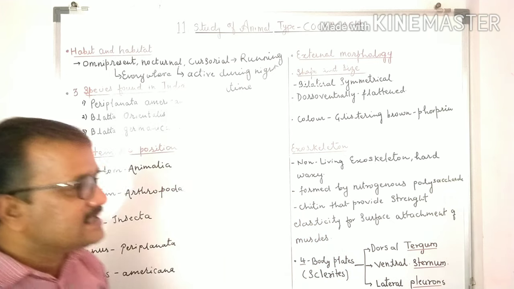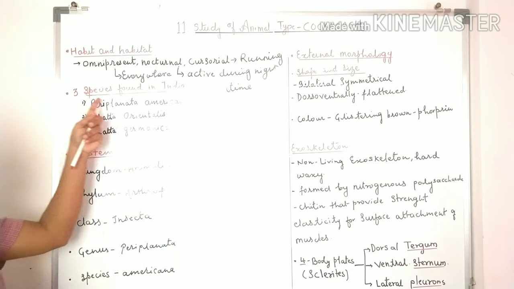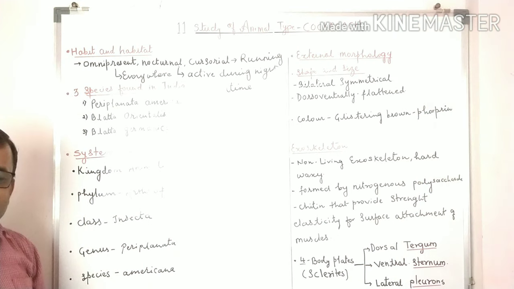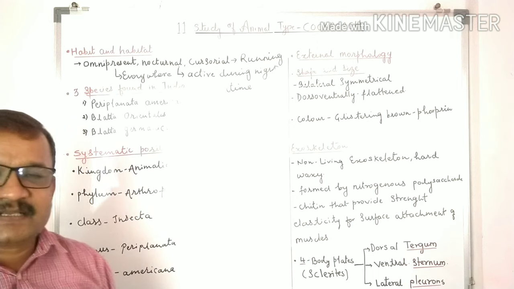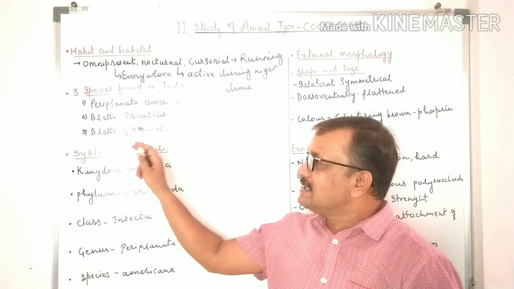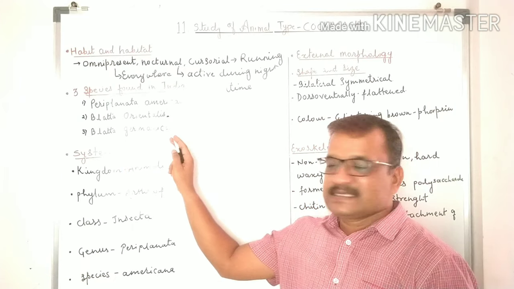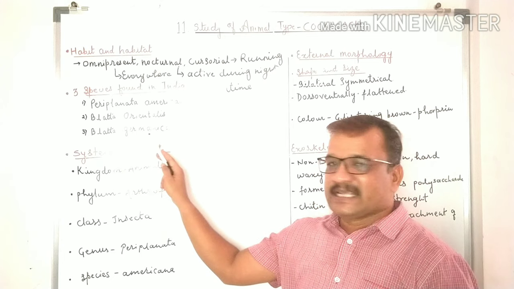Understood. Next is what? Species of cockroach which are found in India. Especially there are three species of cockroach which are found in India. Number one is Periplaneta americana. Number two is Blatta orientalis. Number three is Blatta germanica.